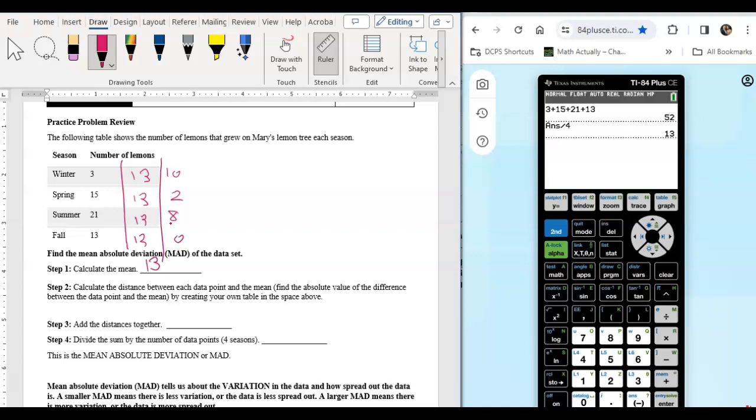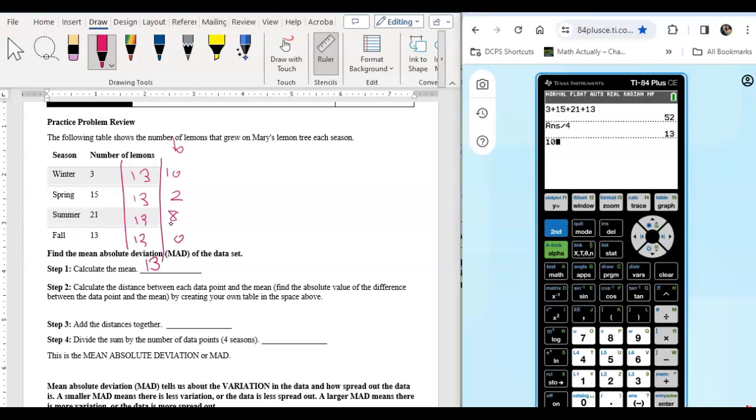Now, when we're looking for these distances, they should be positive. So you can just subtract the bigger number. Really, technically, you're supposed to subtract the average minus the actual number. And so in some cases, you would get a negative number, but you take the absolute value of that, which is going to make it positive. So these are my absolute deviations right here.